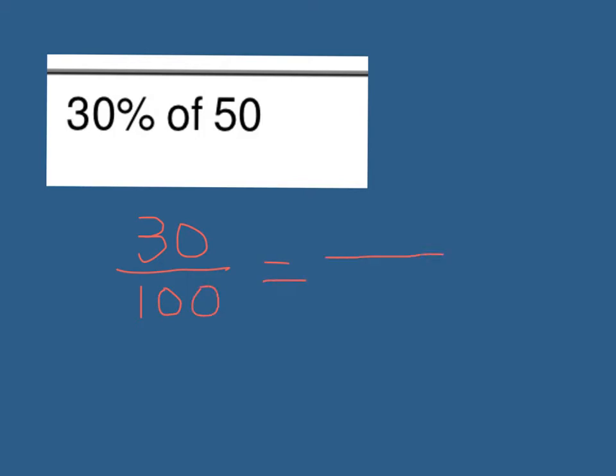Then I do my second fraction. And the number 50 is key. You have to ask yourself, is that the whole or is it the part? And we're looking for an actual number that's smaller. It's 30% of 50. So that gives you an idea that it is the whole and it needs to go on the bottom. So here's the number you're looking for.